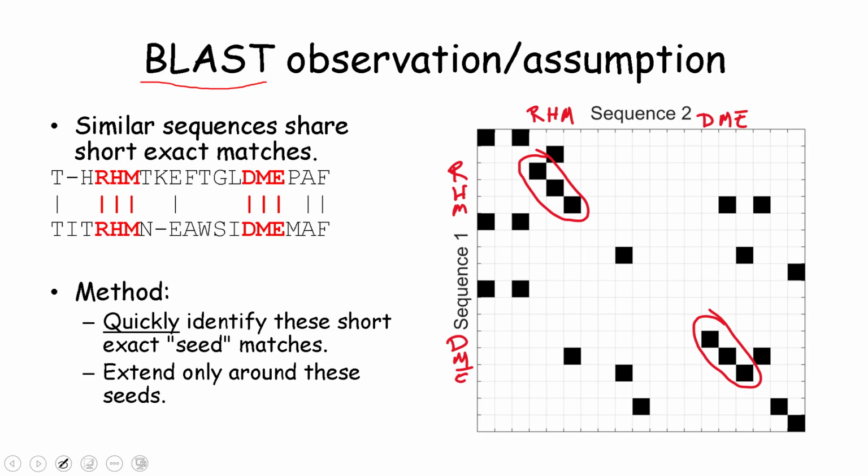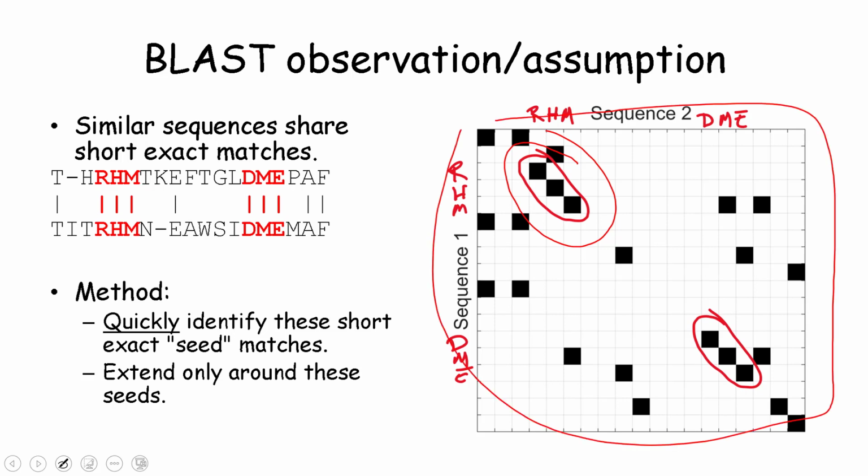BLAST is based on the observation that if two sequences are similar, they must share short subsequences. Here we see the alignment of two sequences. The high-scoring alignment path aligns these identical triplets of characters. These identical triplets of characters can also be seen as diagonal matches in a dot plot. The idea behind BLAST is that, rather than building the entire table, we can explore only around these promising seeds.